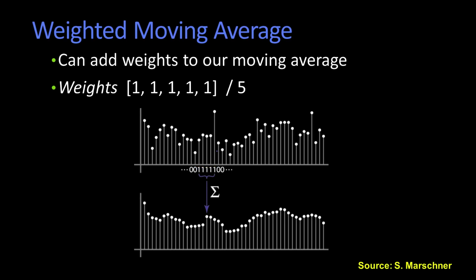Now, when we were just doing the moving box, our weights were just, let's say if it was 5 long, they would be 1/5, 1/5, 1/5, 1/5, 1/5, 5 of them, right? So our weights were uniformly distributed, okay? But wait a minute. Does that make sense?